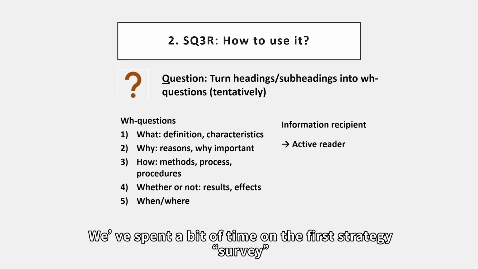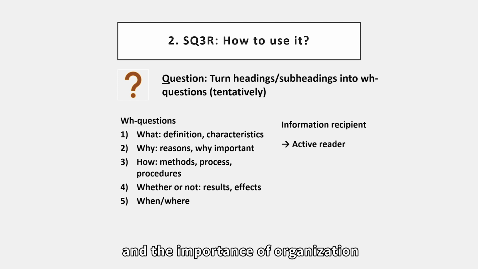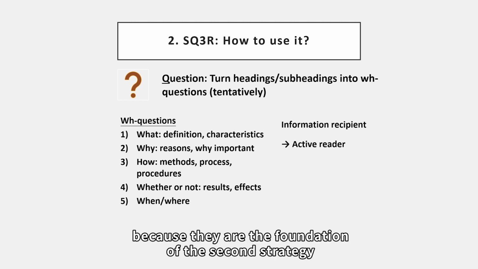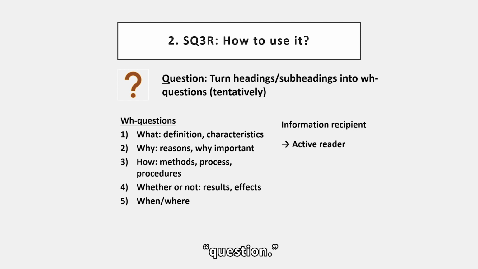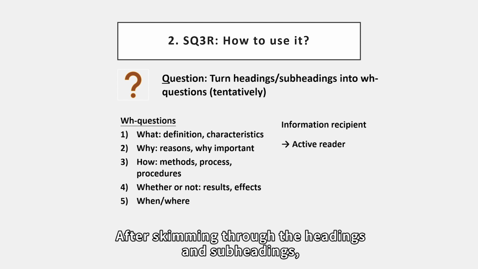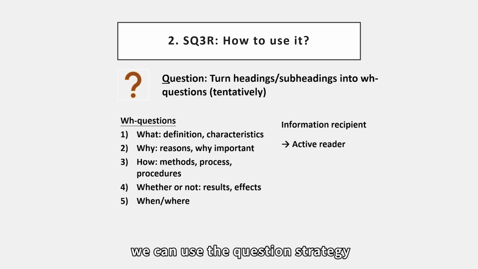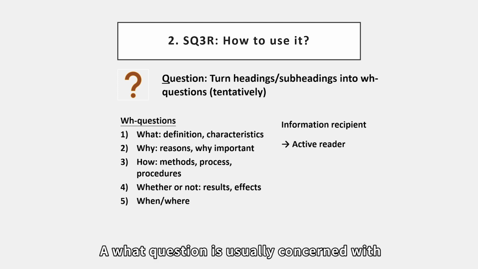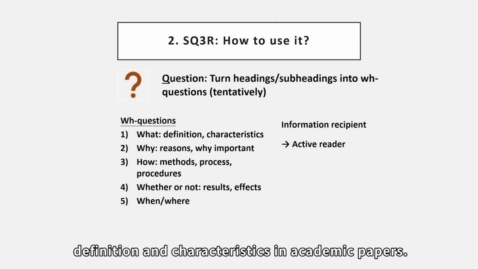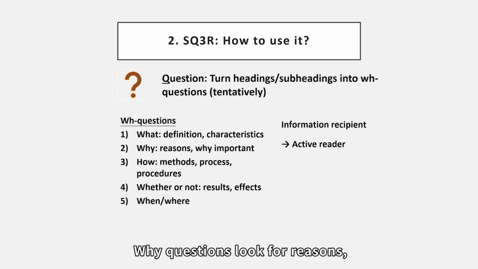We've spent a bit of time on the first strategy, survey, and the importance of organization because they are the foundation of the second strategy, question. After skimming through the headings and subheadings, we can use the question strategy to turn them into WH questions, such as what, why, and how questions. A what question is usually concerned with definition and characteristics in academic papers. Why questions look for reasons, causal relationship, or factors.